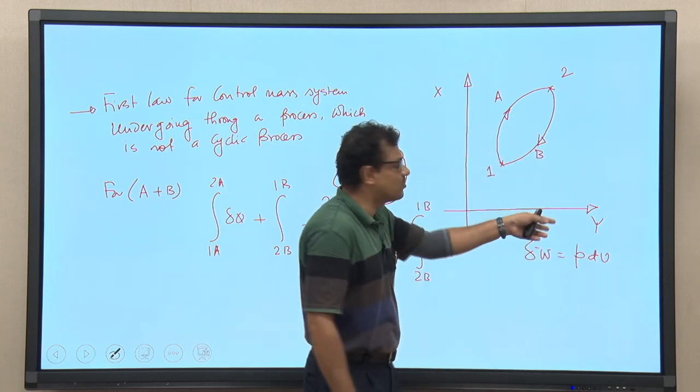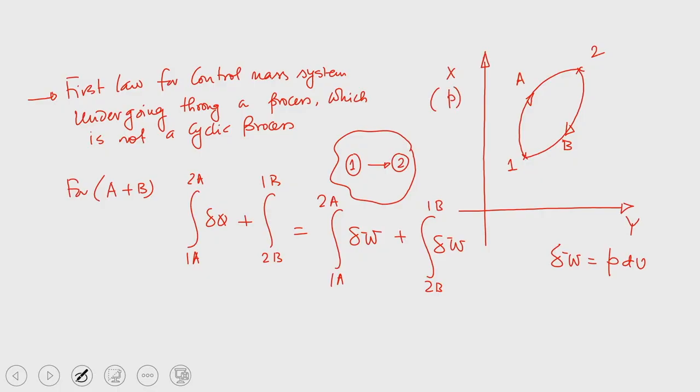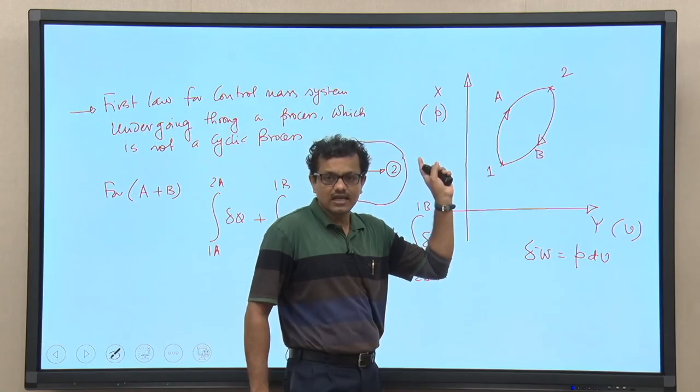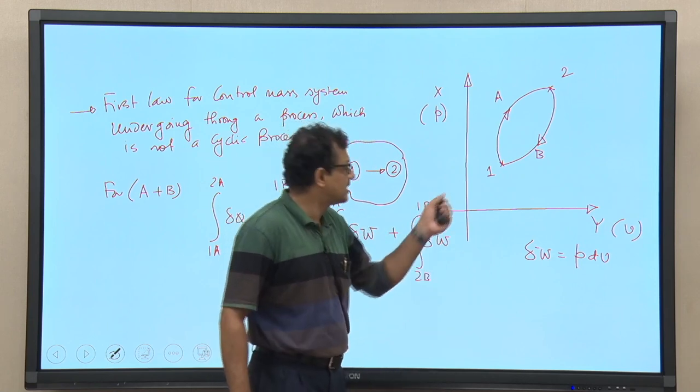Maybe the pressure changes with volume. So if this is pressure P and this is volume V, try to understand if these two properties x and y are pressure and volume, the change in volume and pressure following path A is not equal to following path B. If that is the case, definitely the work done will be different. So this is a path function.